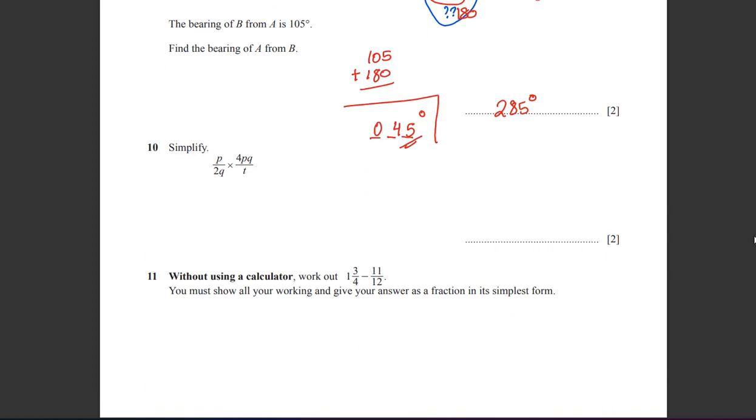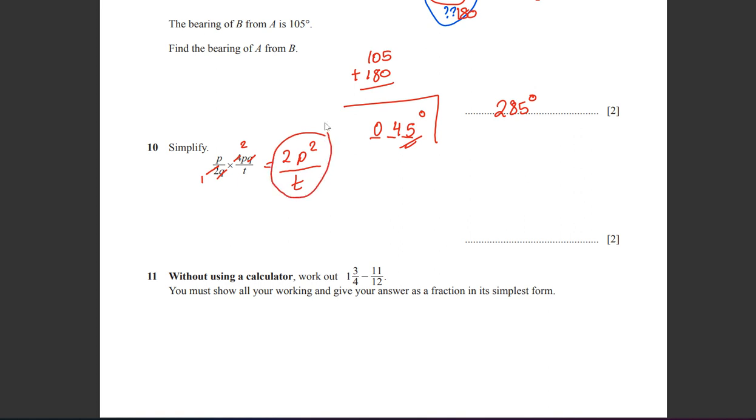For question number 10, he's telling me simplify B over 2Q multiplied by 4PQ over T. All I have to do first is cross the Q with the Q. I can simplify 4 by 2, divided by 2, 1, and 2 divided by 2, 2. What will remain up here? It will remain 2. P multiplied by B equals 2PB over T down alone. And this is the final answer. If you didn't simplify the 4 by the 2, you will not take the full credit.